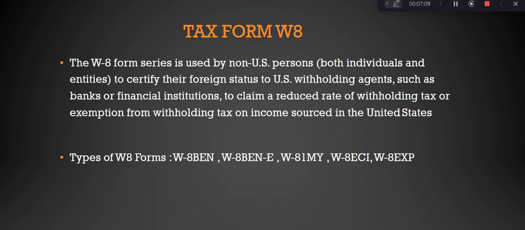There are five types of W8 form basically: W8BEN, W8BENE, W8IMY, W8ECI, and W8EXP. Just a short overview. W8BEN is for regular people having a non-US address. They need to fill this. W8BENE is for entities. Similarly, let's skip to the last one. W8EXP is for governments or regulatory authorities who are involved with the US. They need to go ahead and file this form.